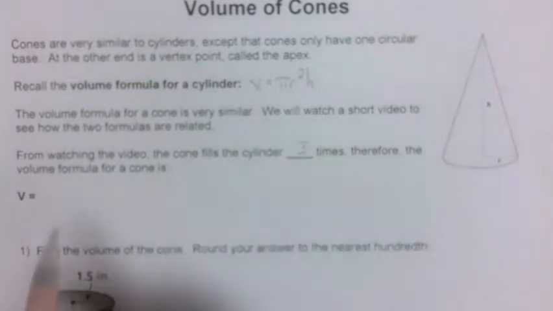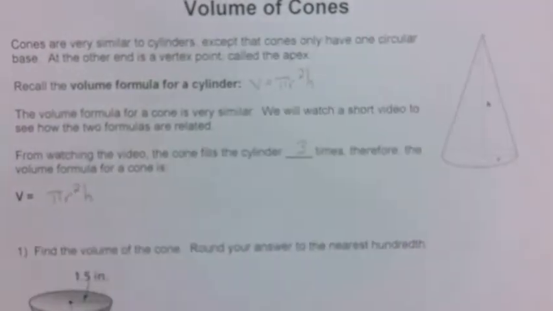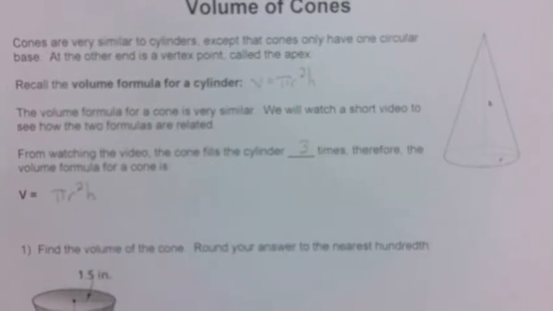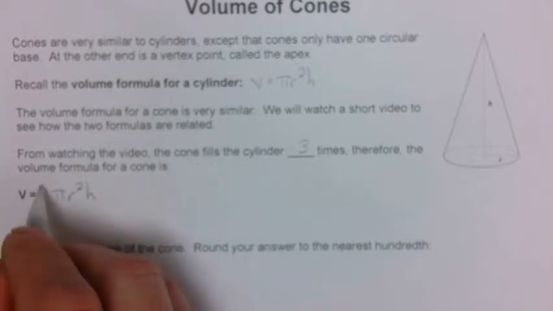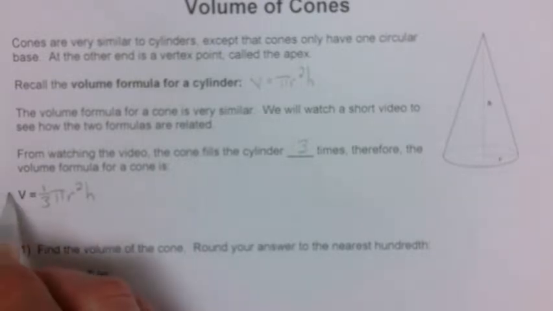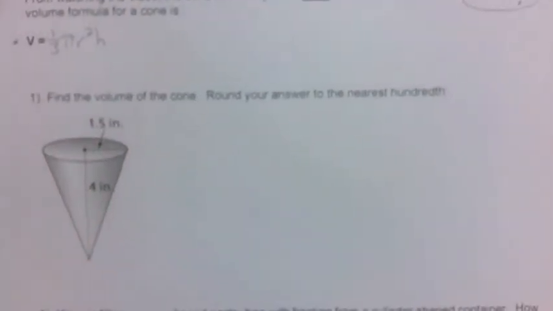Well, we're going to take the volume formula of the cylinder, which is pi r squared times h. But since it took 3 times for us to fill up the cylinder using the cone, the volume of the cone is only going to be a third of pi r squared times h. This is the volume formula that we will use for any cone where we're trying to find the volume. So let's try that here in our first example.